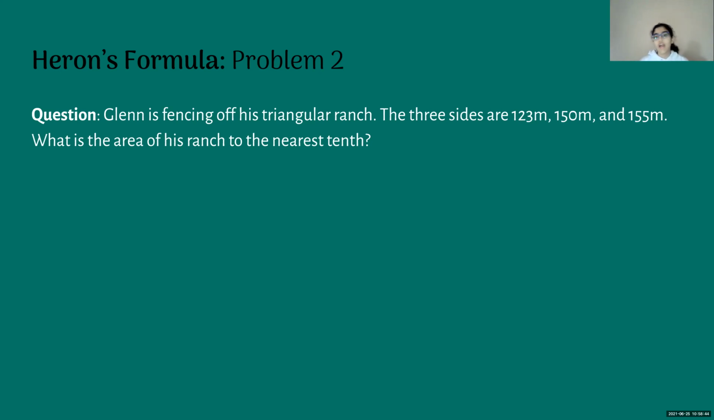So you would find the semi-perimeter, which is half of the perimeter. So 123 plus 150 plus 155 divided by 2 would be equal to the semi-perimeter. And then you would multiply that by the semi-perimeter minus each of these side lengths.